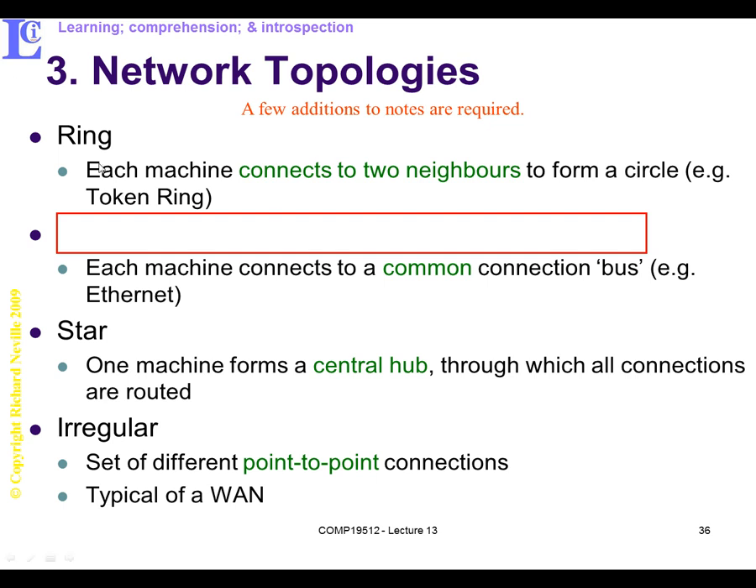The first thing is the ring connection, which is connected to its neighbour, and that's how it forms a circle of connections. An example network protocol, a set of rules, that uses this connection is called a token ring. You might guess from that token that something is placed on it and moved from one to the other. We'll see what that is in a minute.